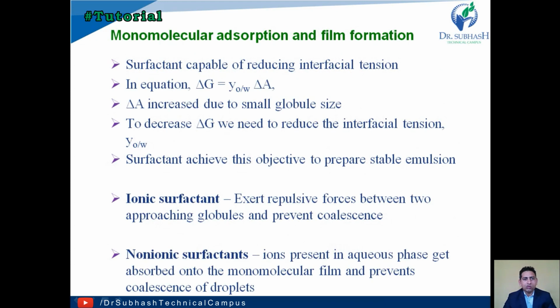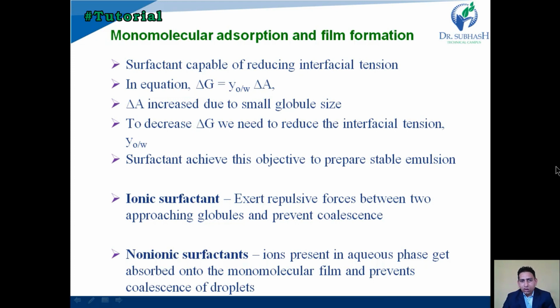Another thing about monomolecular adsorption: the surfactant is capable of reducing the interfacial tension. Previously we discussed the equation of surface free energy: delta G equals gamma O/W into delta A, where delta A is the increase in surface area. Delta A increases due to small globule size. We want to decrease delta G, so that the emulsion will be in a stable condition. To decrease delta G, we need to reduce the interfacial tension, gamma O/W.